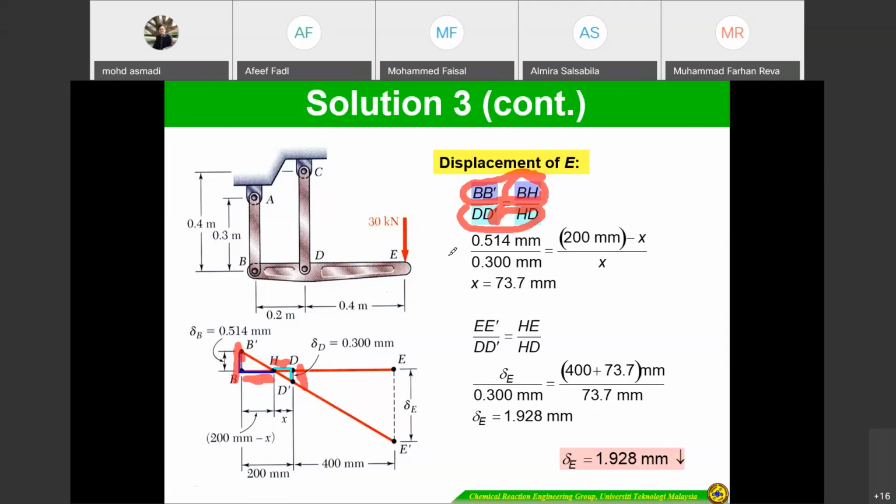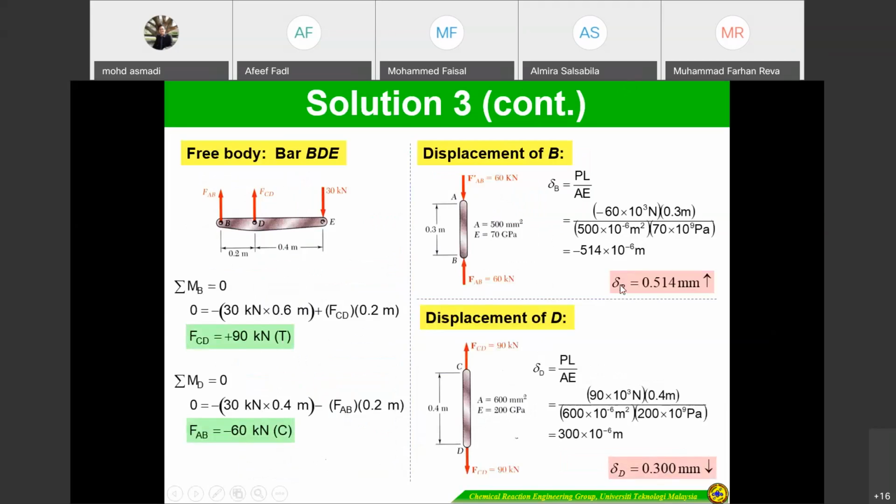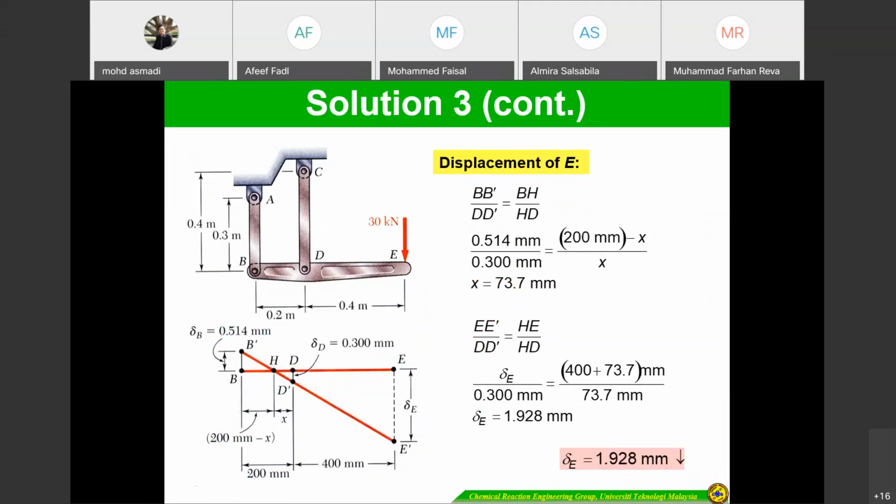So if you look here, BB is the deflection at point B from the previous slide. This one is the deflection at point D, DD. BB and DD, this is the deflection. So just substitute into this equation. Similarly, also for BH and HD.